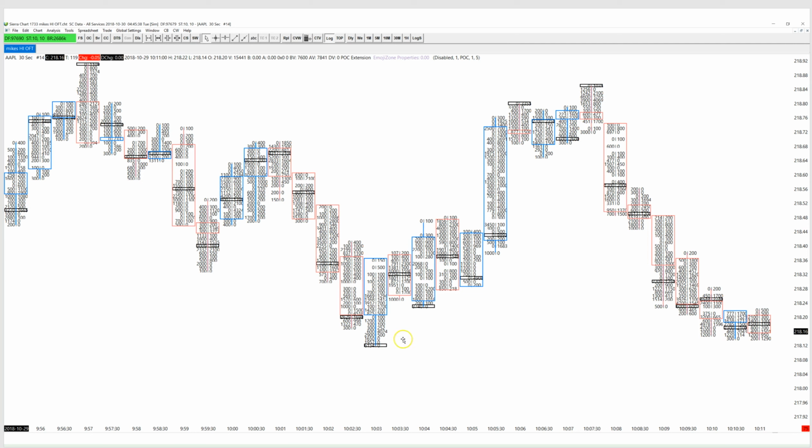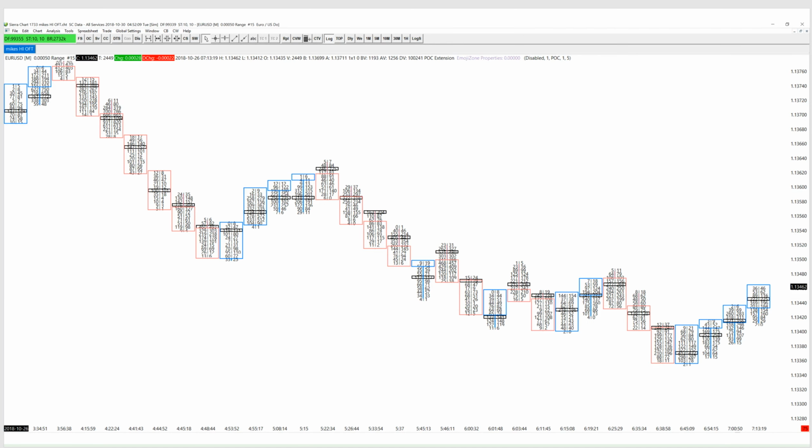point of control. This is one of the basic parts of order flow analysis, and it's highlighted in the bar with a box around the rectangle. Usually it's black, and you can adjust the colors, and it's going to give you a lot of information. This is the Apple chart here, I believe. Right here you can see an Apple 30-second chart, and you can see each bar has a point of control.